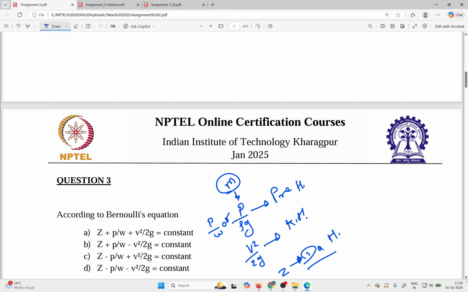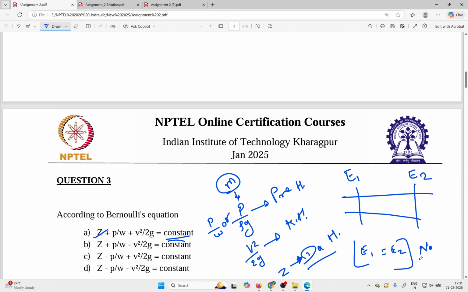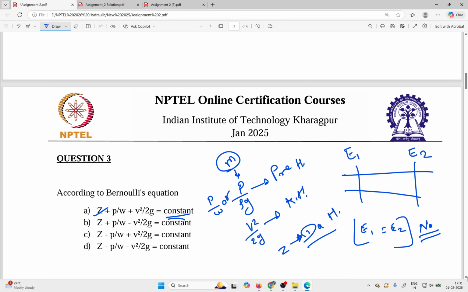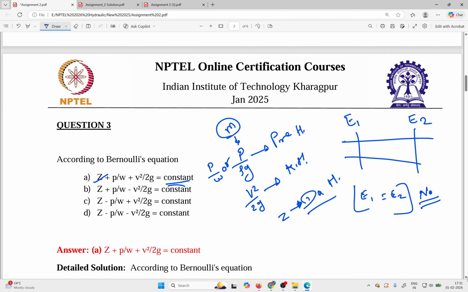Now let us move on. Remember, Z plus P by W plus V square by 2g is equal to constant. This means if you have one pipe like that, with energy E1 here and energy E2 there, E1 will be equal to E2 if there is no loss. Remember, please, if no loss. Okay, now let us move on to the next question.